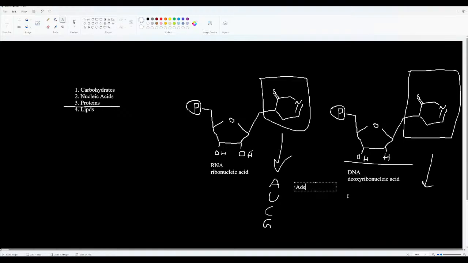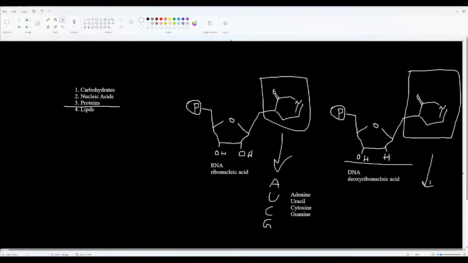We have adenine, uracil, cytosine, and guanine. And you don't have to know the difference between pyrimidines and purines. That's not necessary, guys. So for the case of RNA: adenine, uracil, cytosine, guanine.